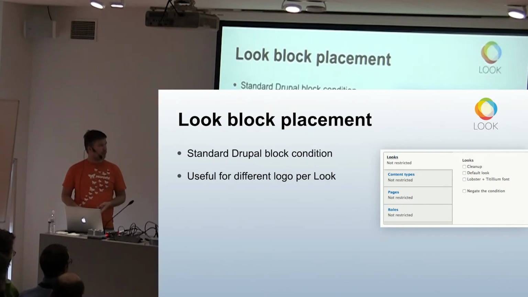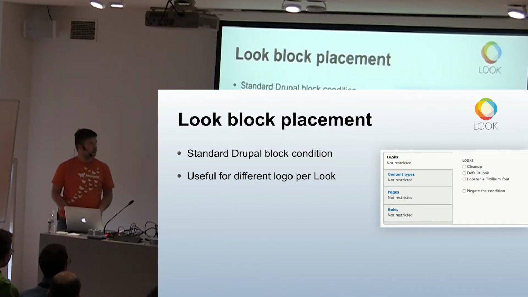We have also provided a plugin inside the block system, block placement. So if you enable looks, you will have this look tab, and you can place blocks according to the look. So for example, you have some landing page for a product, and it has a different logo than the company, so you can hide the company logo just on the look which you put on this page, and provide a custom block with a different logo which will be shown instead of it.